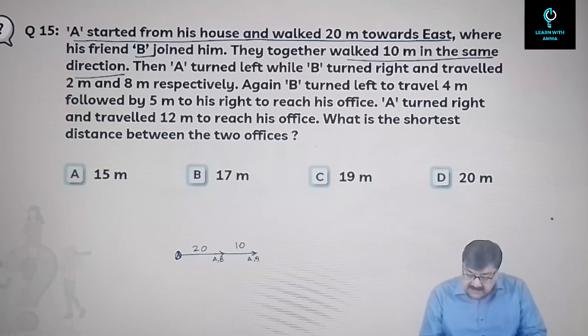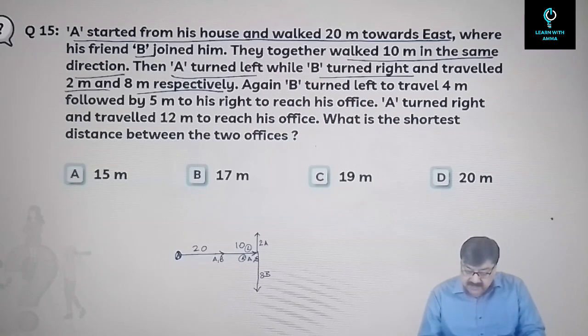Now we must maintain the scale as we draw these arrow marks. The arrow representing 10 meters should be smaller in length as compared to the arrow representing 20 meters. Now then A turned left while B turned right and traveled 2 meters and 8 meters respectively. So A turned left, this is left and this is right. A turned left, walked 2 meters, this is A, and B turned right and walked 8 meters, this is B.